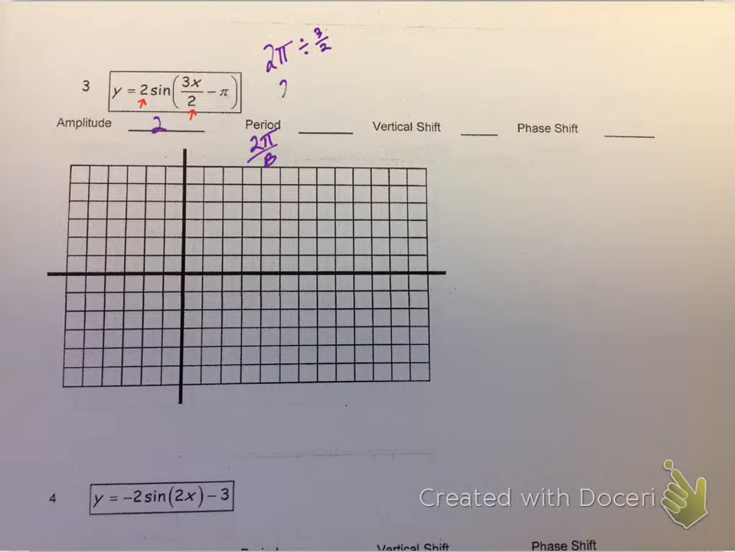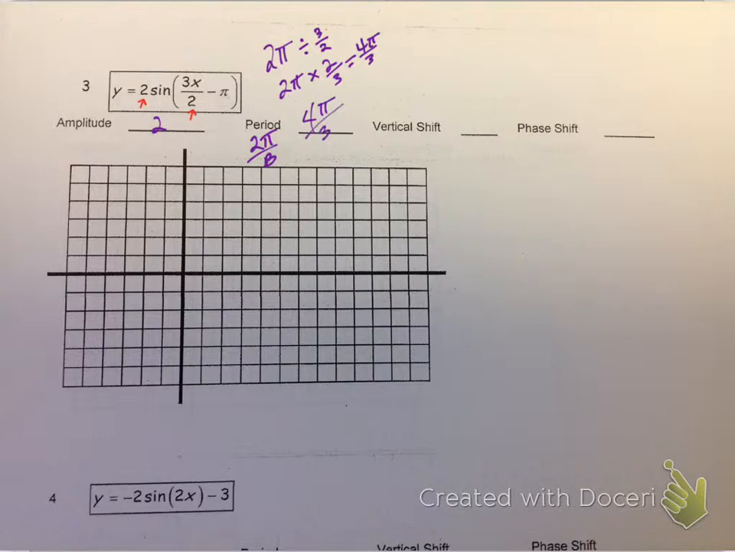Are you getting faster with the fractions? If not, practice makes perfect. Leave it, change it, flip it. Pretty good. 4 pi thirds. Bingo. There's our period, 4 pi thirds.